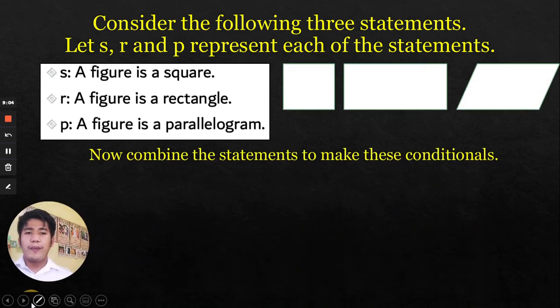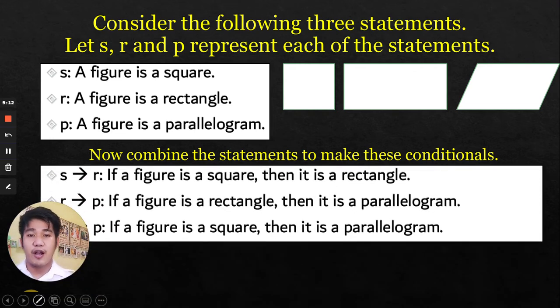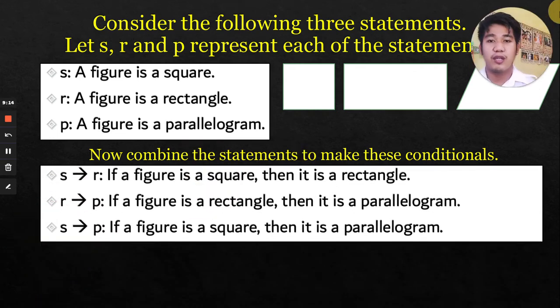So, we're going to combine the statements to make this conditional. So, let's say S implies R. How are we going to combine this? It will be: if a figure is a square, then it is a rectangle. If a figure is a rectangle, then it is a parallelogram. Then S implies P: if a figure is a square, then it is a parallelogram.